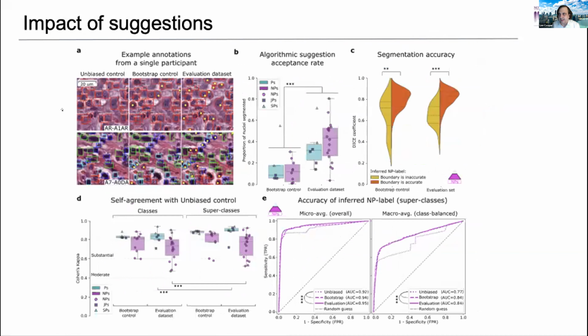One of the things we looked at then is the impact of these suggestions on people. What you really want to look at is whether the suggestions bias people in a negative way. The second question is, how much time are the suggestions saving? So we looked at the acceptance rate for the suggestions, and how it varies between our noisy bootstrap data and our evaluation data set.